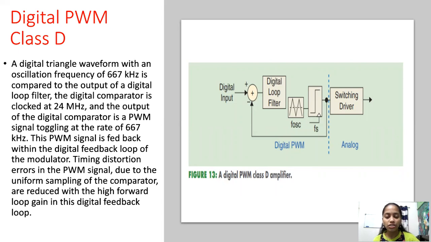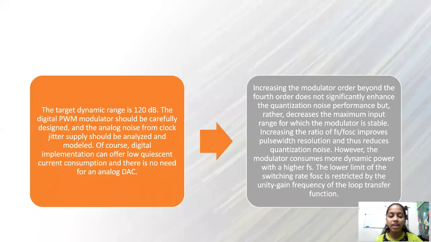Figure 13 shows the digital PWM Class D amplifier, which has a digital input, a digital loop filter and a switching driver. The target dynamic range is 120 decibels. The digital PWM modulator should be carefully designed, and the analog noise from clock jitter and supplies should be analyzed and modeled. Of course, digital implementation can offer low current consumption, and there is no need for an analog-to-digital converter.